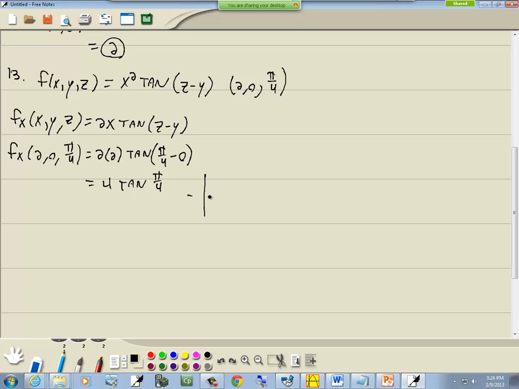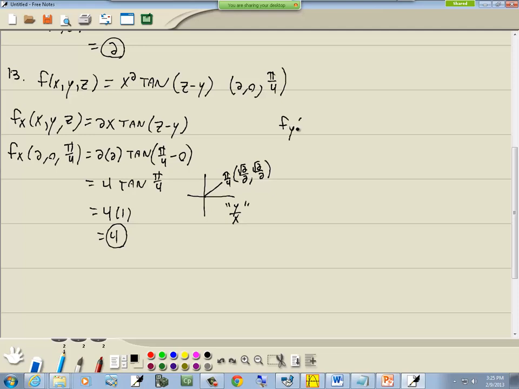Now if you remember at pi over 4 on our unit circle, the point is square root of 2 over 2 and square root of 2 over 2. Tangent is y over x. So if I put square root of 2 over 2 over square root of 2 over 2, it gives me 1. So this is 4 times 1, which gives us 4.